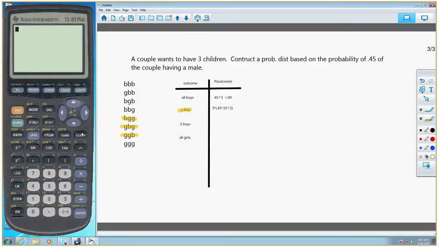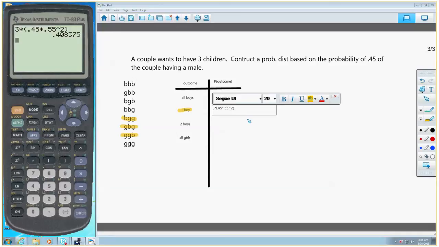And I'm going to take 3 times, parentheses, 0.45 times 0.55 raised to the second power, close parentheses, 0.41. So that's equal to 0.41.